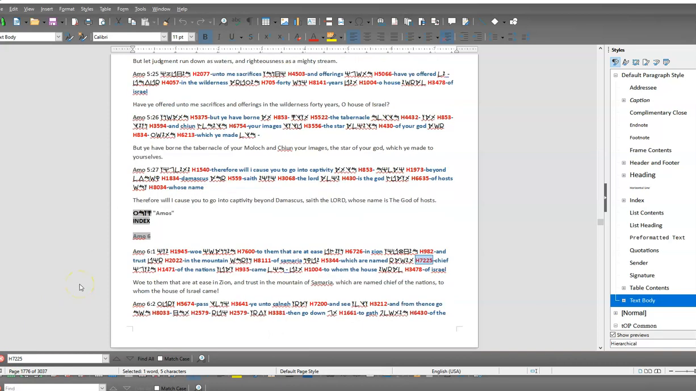Another very telling use of it is in Amos 6:1. The English says, woe to them that are in ease in Zion, and trust in the mountains of Samaria. So we're talking about Zion, Jerusalem, Shomron, Samaria. So we've got Judah and Israel, which are named chief of the nations, to whom the house of Israel came.